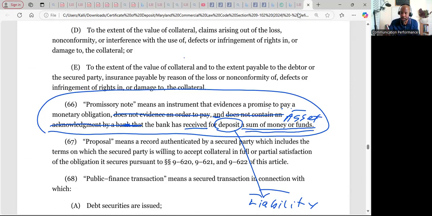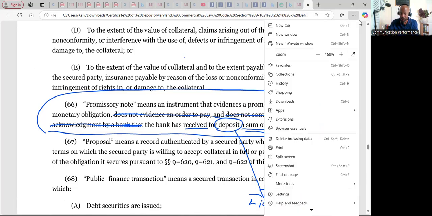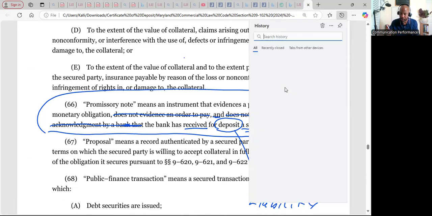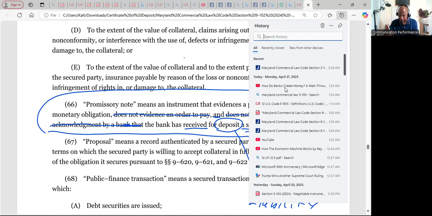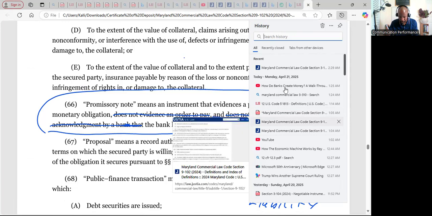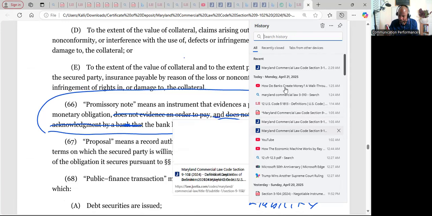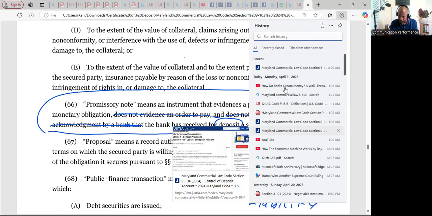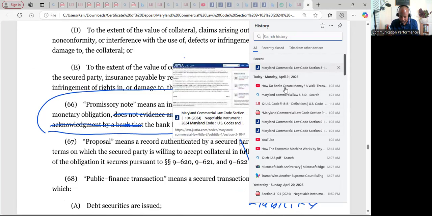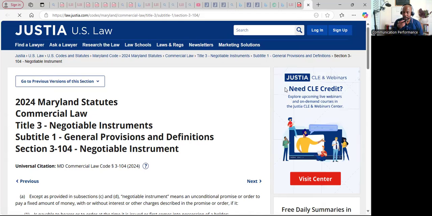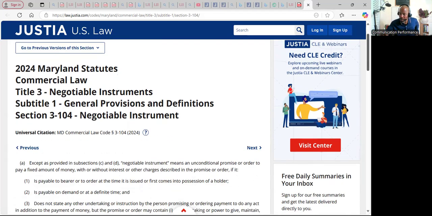Let's see if we can, yes, this is what we need. Okay, so the bank receives a sum of money or funds when you make the payment.